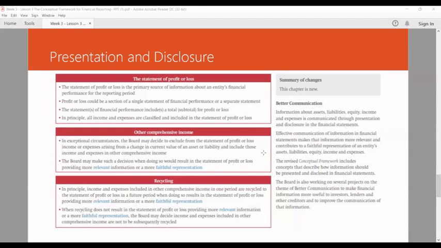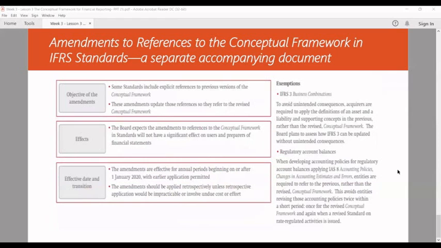For better communication, information about assets, liabilities, equity, income, and expenses is communicated through presentation and disclosure in the financial statements. Effective communication of information in financial statements makes the information more relevant and contributes to a faithful representation of an entity's assets, liabilities, equity, income, and expenses. While the revised conceptual framework includes concepts that describe how information should be presented and disclosed in financial statements, the board is also working on several projects on the theme of better communication to make financial information more useful to investors, lenders, and other creditors, and to improve the communication of that information.